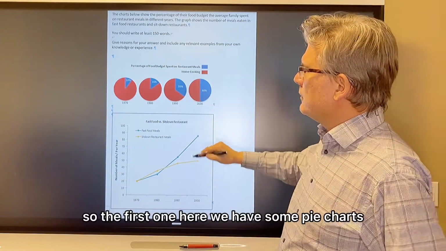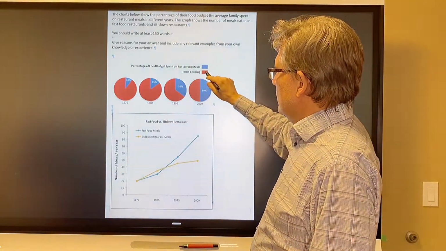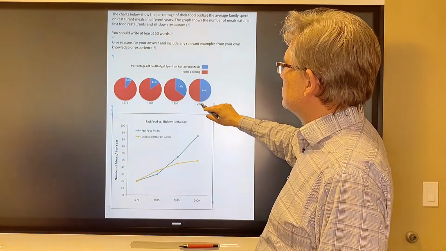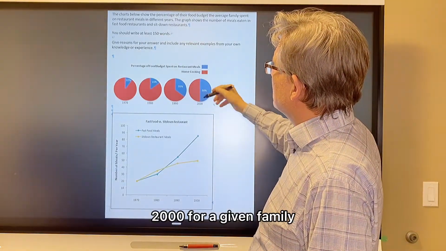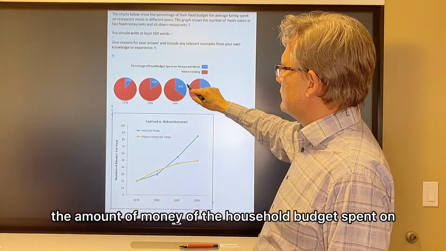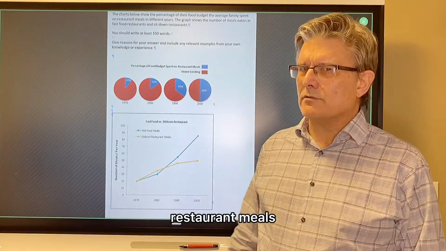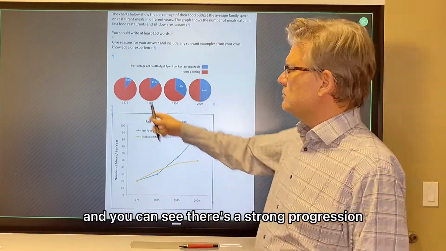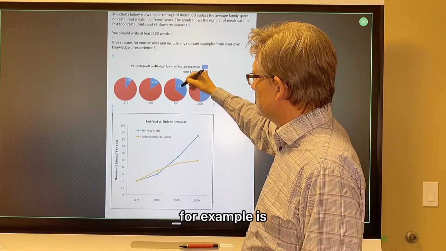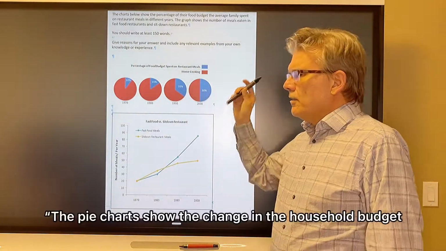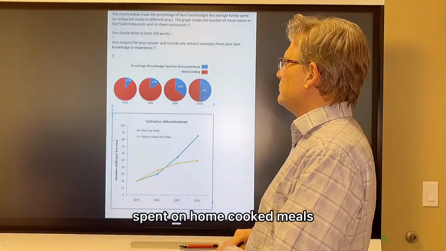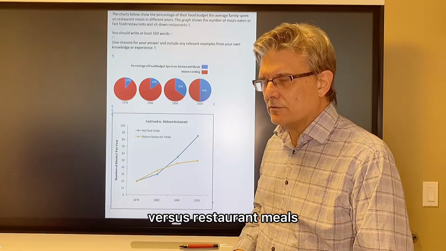So the first one here, we have some pie charts. These are home-cooked meals from 1970 to 2000 for a given family. And the blue represents the amount of money of the household budget spent on restaurant meals. And you can see there's a strong progression. So what you would say, for example, is the pie charts show the change in the household budget spent on home-cooked meals versus restaurant meals.